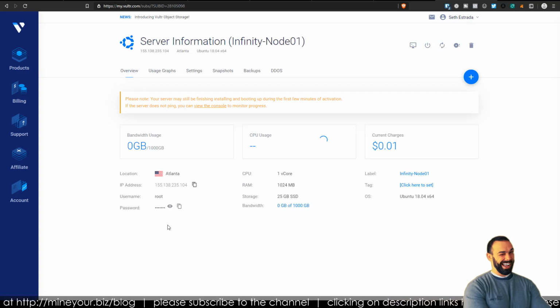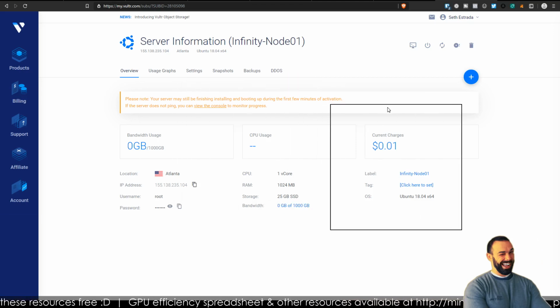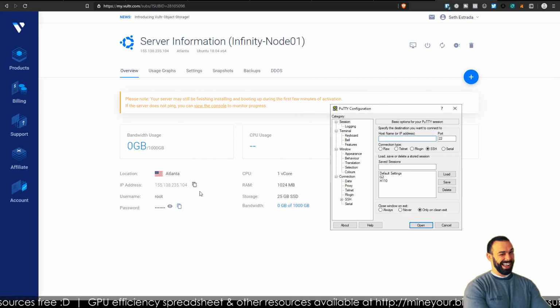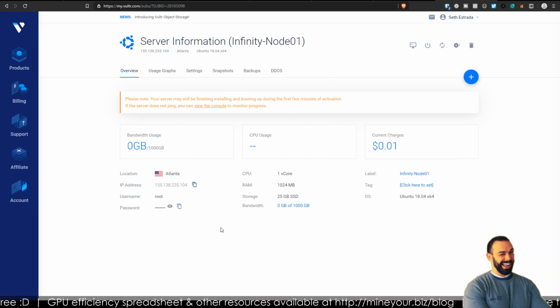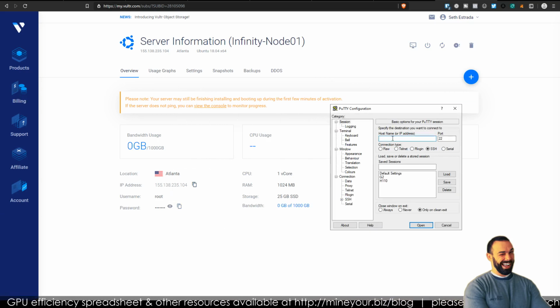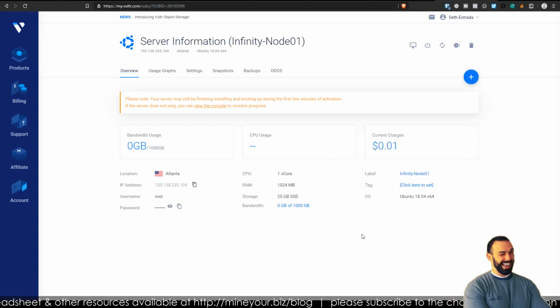It's running. When I click on Infinity Node 1, I can copy the IP address, and I can copy the password. And the username, of course, is just root. So as far as shelling into this machine, it's as simple as opening up PuTTY right here. I've got that on my desktop. I'll copy the IP address, and I will Alt-Tab back over to this machine and click on Open.